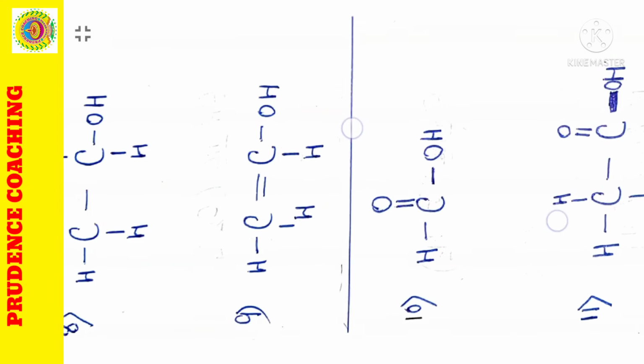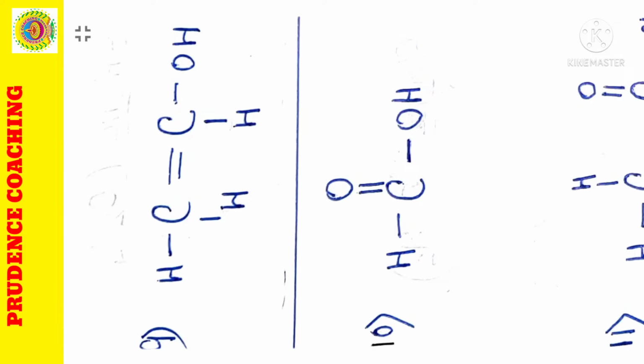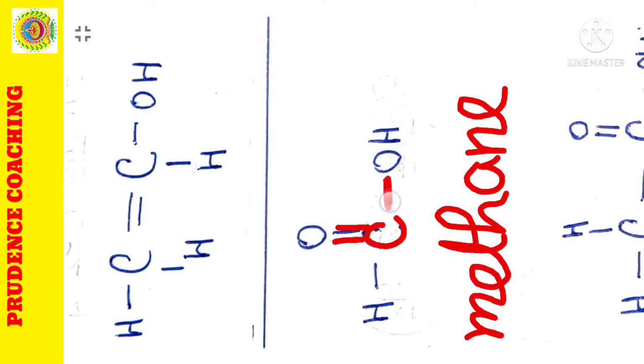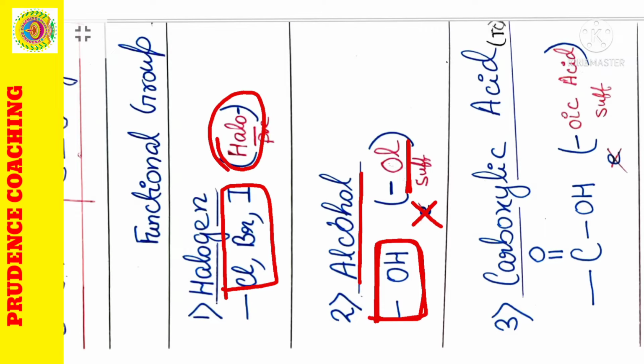Now let us start with number 10. So here, as you can see, we have one C, that means it is meth. But here we have one C, that means in between C we have single bond. So we will use ANE, methane. But here you can find the functional group, that is carboxylic group. We have already learned this is the structure of carboxylic acid. So the same structure is given here.